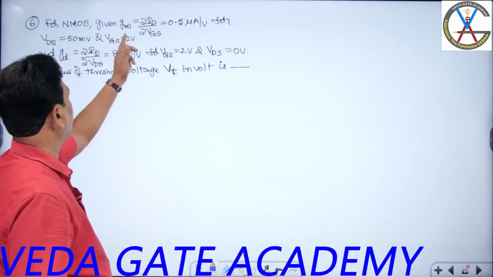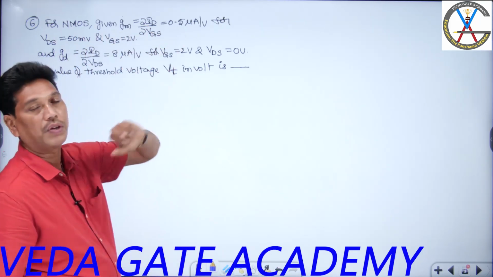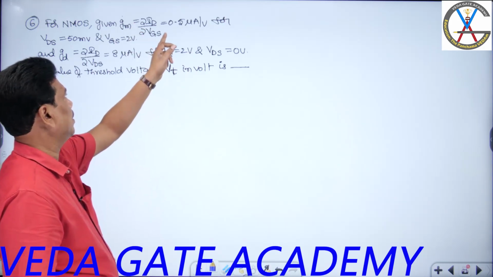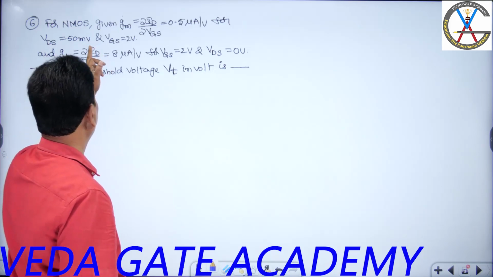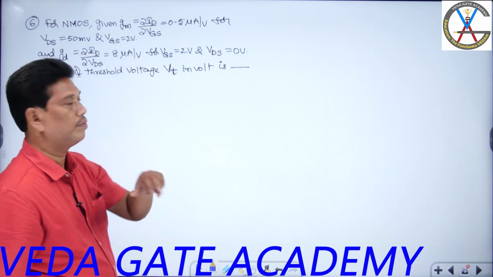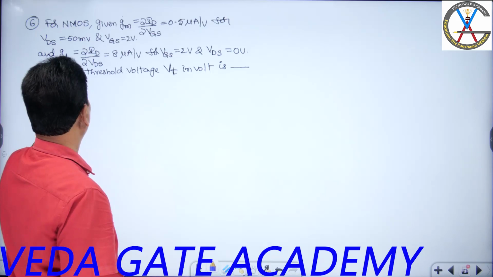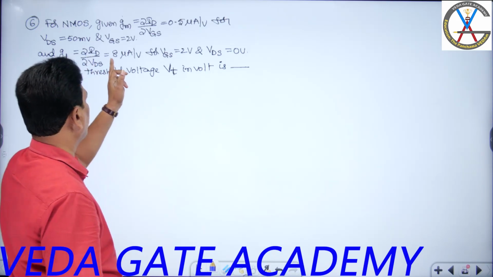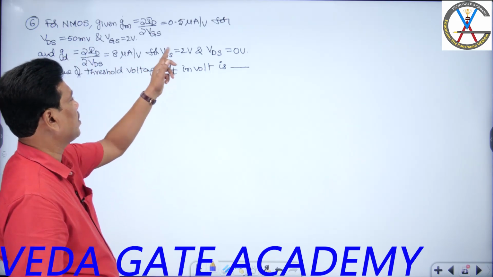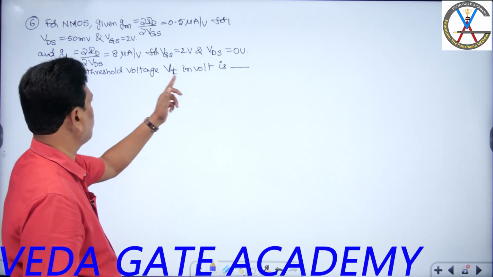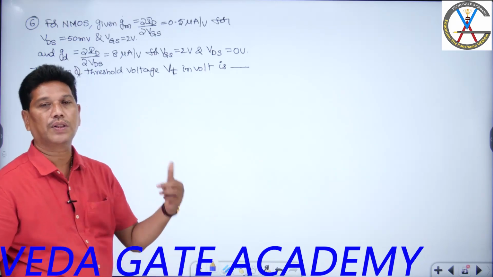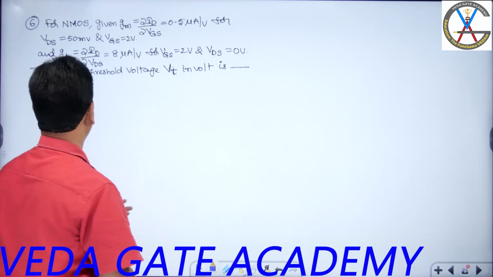For NMOS, given Gm equal to dou ID by dou VGS, transconductance, 0.5 microampere per volt for VDS equal to 50 millivolt and VGS equal to 2 volt. And GD equal to dou ID by dou VDS equal to 8 microampere per volt for VGS equal to 2 volt and VDS equal to 0 volt. What is the value of threshold voltage VT in volts? He is asking the threshold voltage. Check out now what the data are.